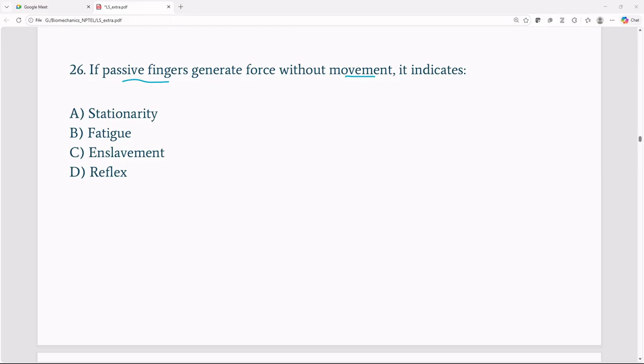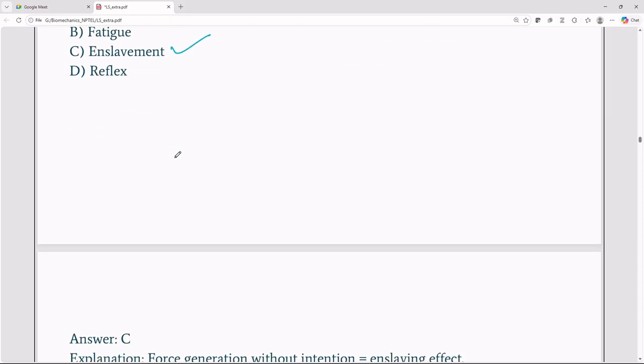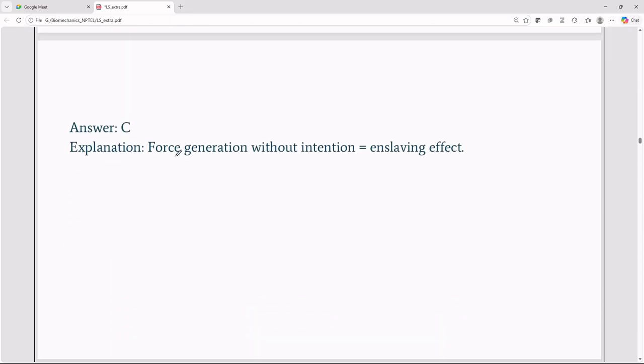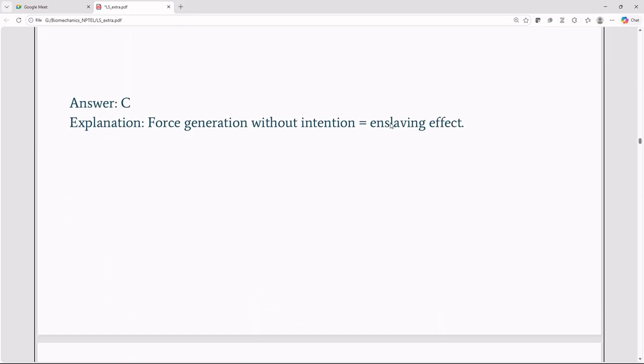Correct answer is option C, enslavement. Force generation without intention is the enslaving effect.